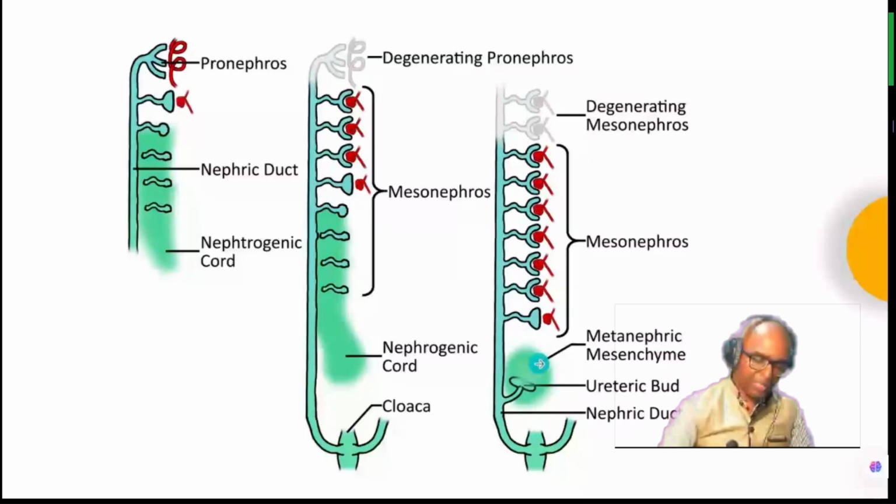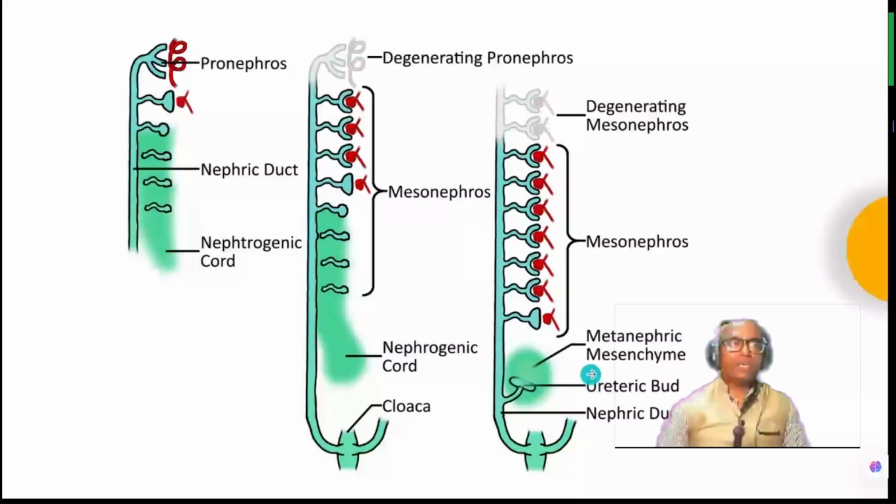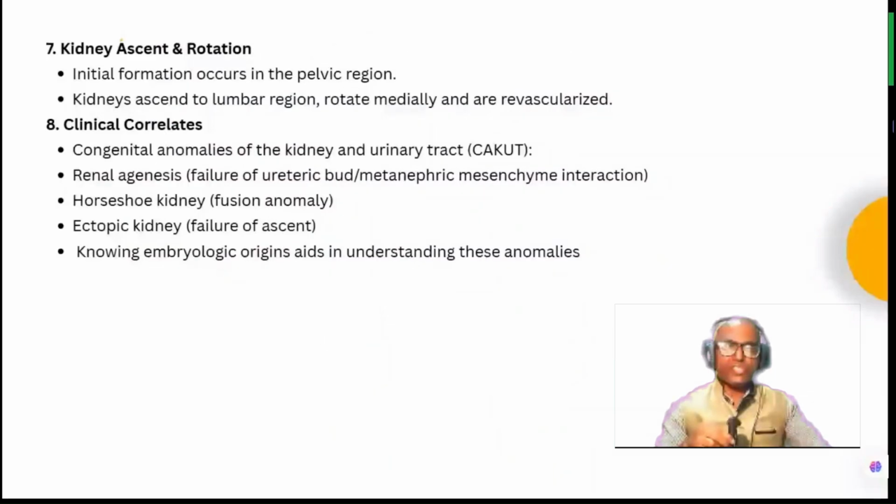Okay, so then there is kidney ascent and rotation. So initial formation occurs in the pelvic region, the kidney ascends to the lumbar region, it will rotate medially and will get revascularized. So what are the clinical correlations?